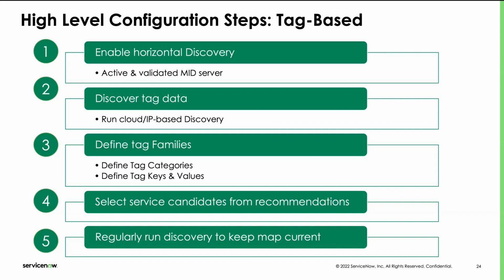Number three, we'll walk through in our environment how we can define our tag families. And that starts off with first defining your tag keys, your tag values, as well as your tag categories as well. Then once you define your tag families, you'll be able to select service candidates from your tag-based recommendations. And then again, we're going to regularly run discovery to keep your service map current.